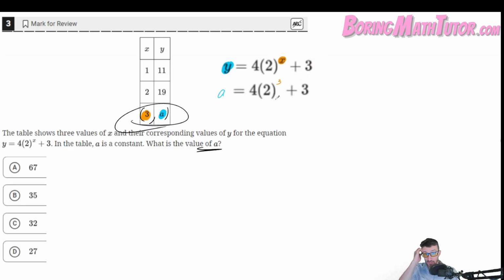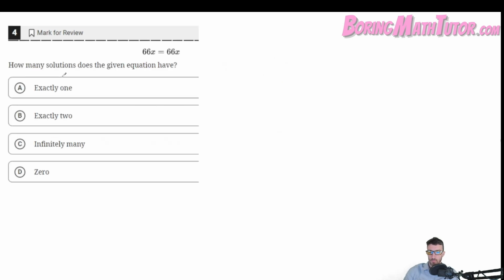So now we just have to solve this, and this is super easy because 2 cubed is 8. So 4 times 8, that's 32, plus 3 is 35. So we can try to solve this equation, but if we did that, we're going to end up getting 0 equals 0. And when that happens, it means you have infinitely many solutions.